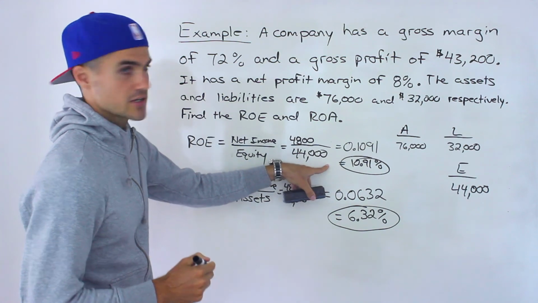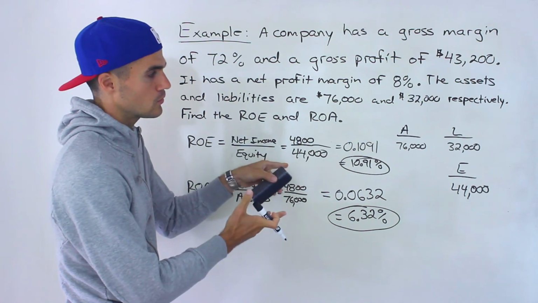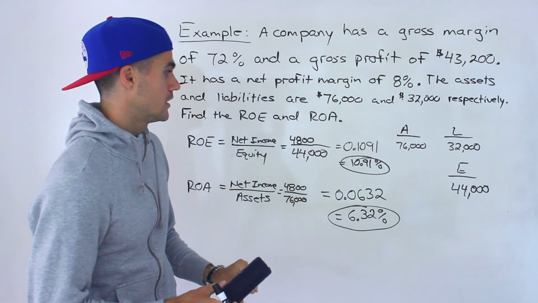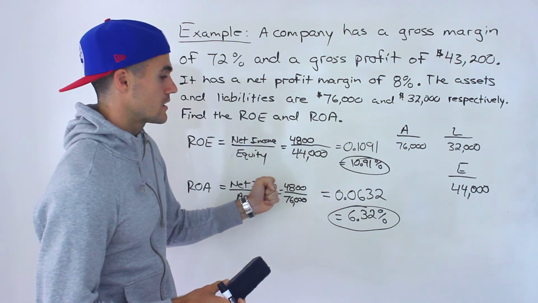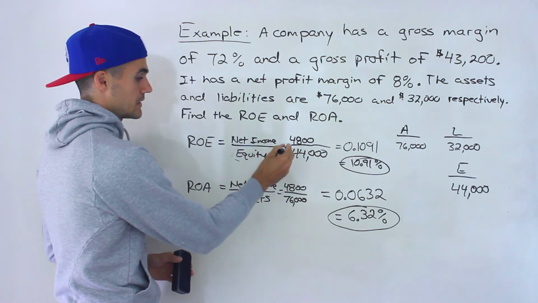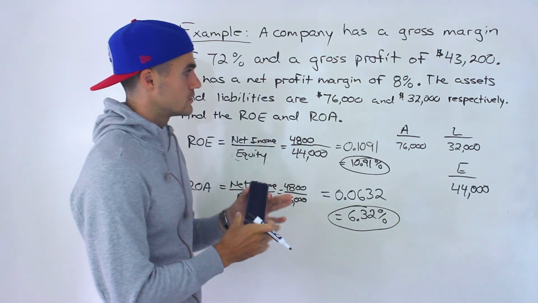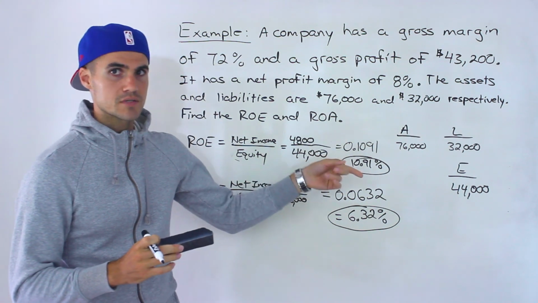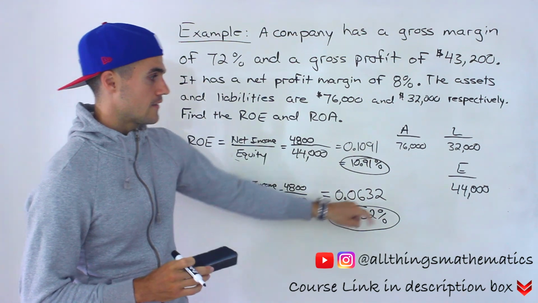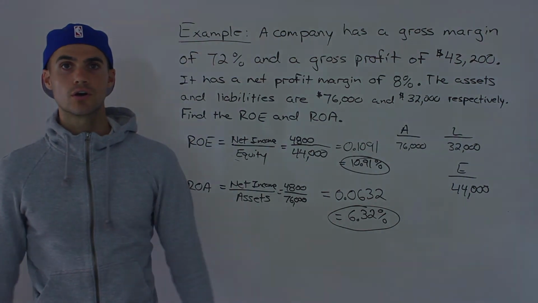The return on equity is always going to be greater than or equal to the return on assets. They could both be equal if a company has no liabilities, because then the assets and the equity would be equal. But usually it's going to be greater, because this denominator is going to be less than that one. All right, so first we had to do some calculations on the income statement, find the revenue from the gross profit, then from the revenue find the net income, and then we had to find the equity. And once you have all that, you can get both the return on equity and the return on assets.